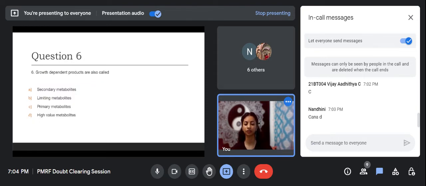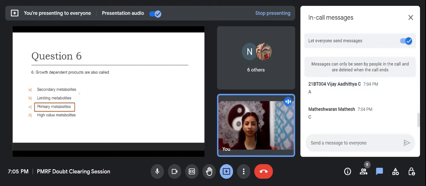Question number 6: growth dependent products are also called secondary metabolites, limiting metabolites, primary metabolites, or high value metabolites. What do you think the answer is? C. Okay. A. C. Okay. The answer is C.